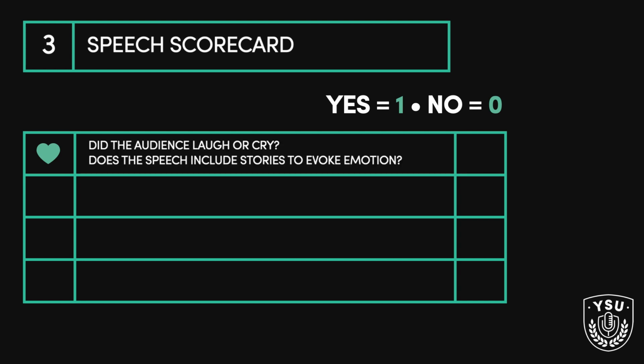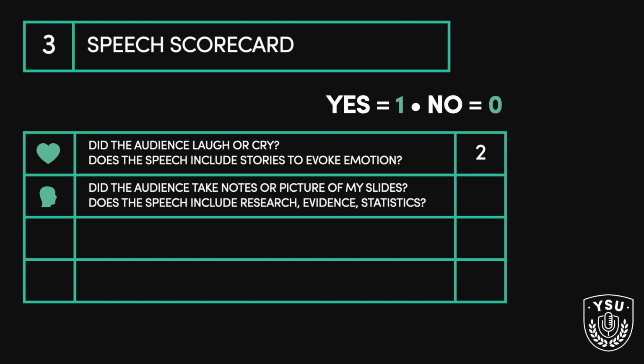So the first quadrant, the emotional quadrant, did the audience laugh or cry? And does the speech include stories to evoke emotion? So let's say that to both of those I answer yes, so for each of those I give a 1, so my score there is 2. Now let's go to the logical quadrant. Did the audience take notes or picture my slide? And does the speech include research, evidence, or statistics? Let's say one's a yes, one's a no, so I give myself a 1 there.